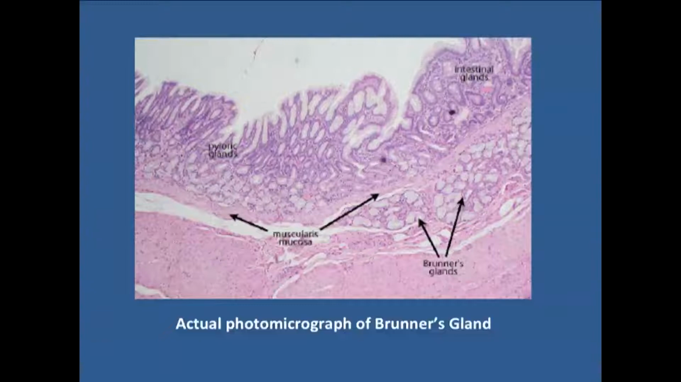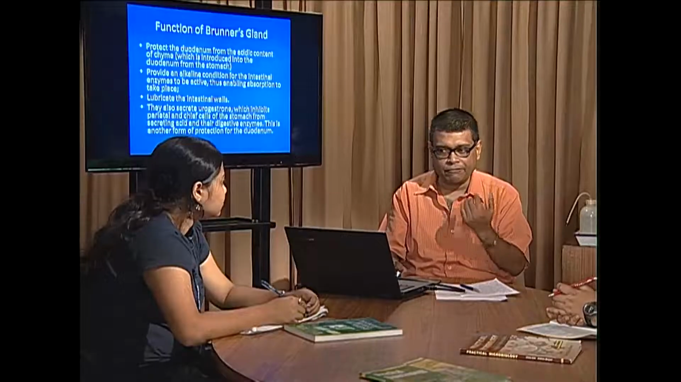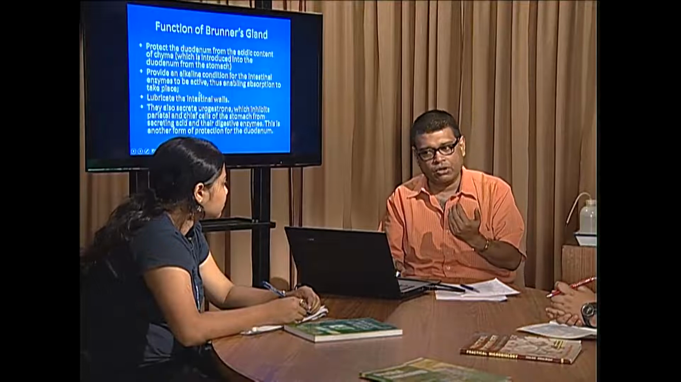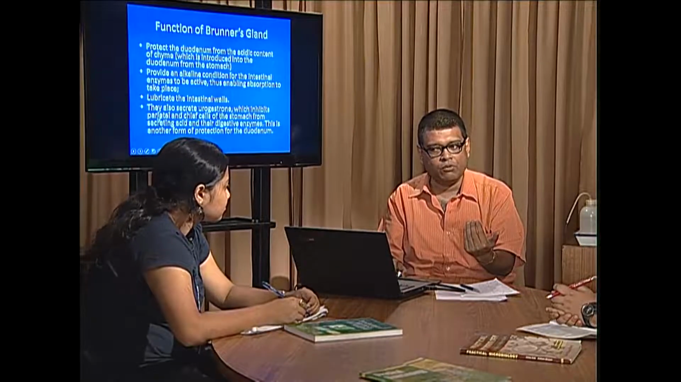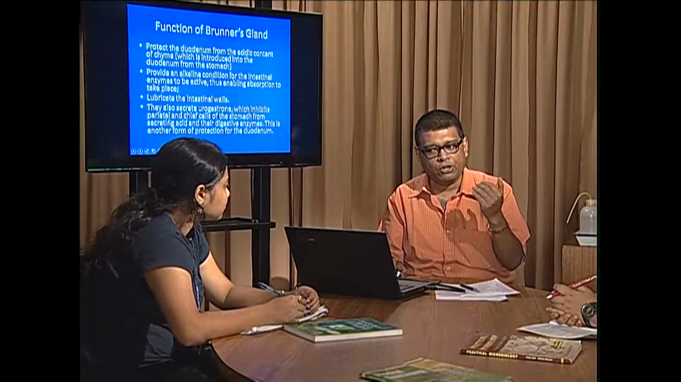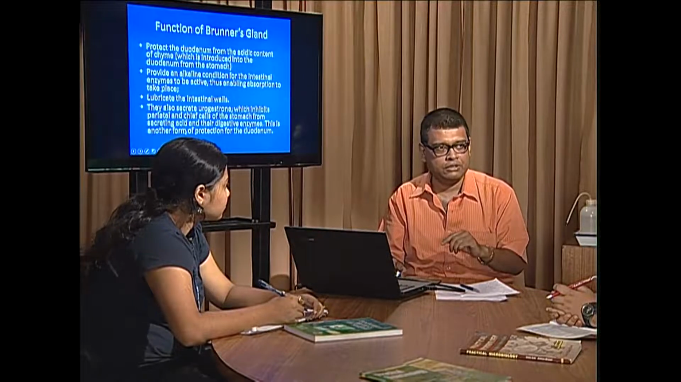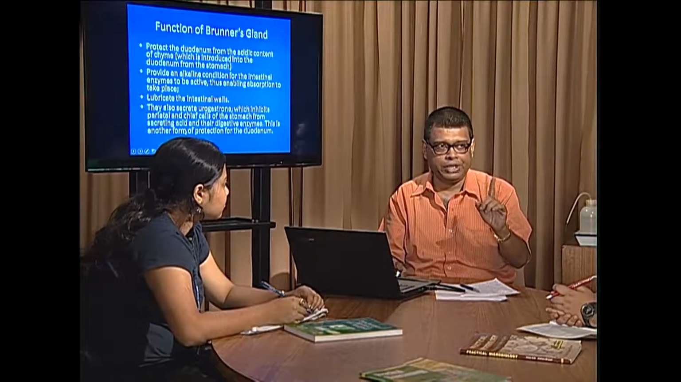Okay. Now coming to the next important gland, which is the Brunner's gland. Brunner's gland is present along the alimentary canal, and it produces mucus or mucin, protecting the inner layer of the alimentary canal. Apart from protection, they make alkaline conditions, they lubricate the intestinal wall, or they can actually produce some hormones helping in digestion. But mostly it is protecting.